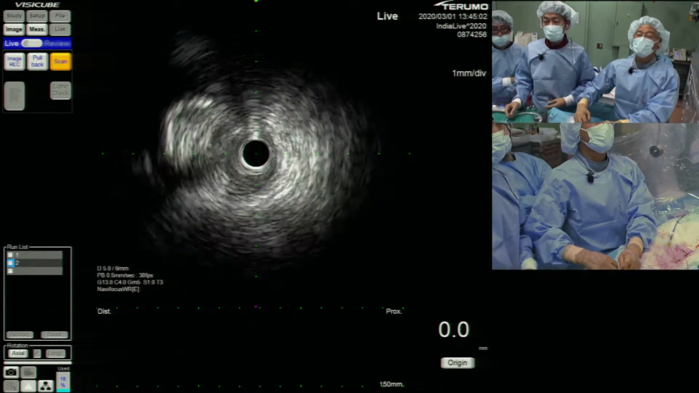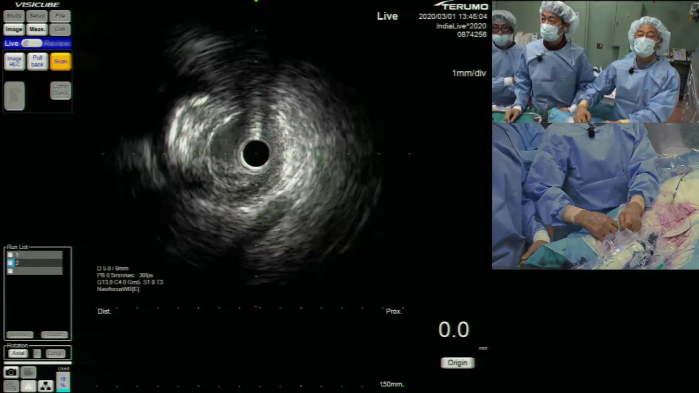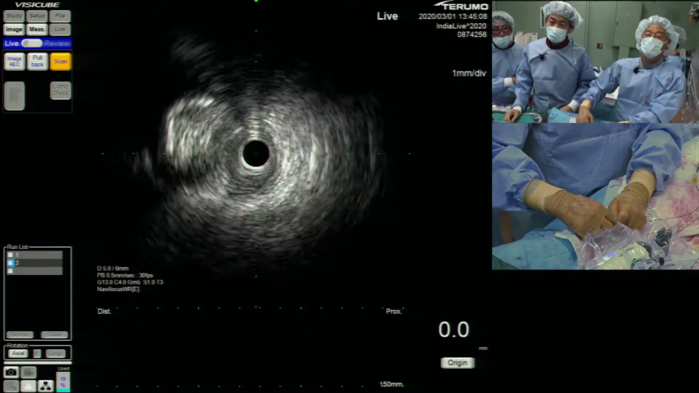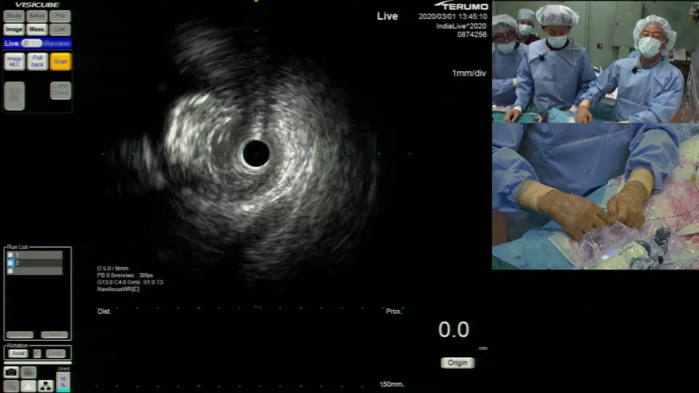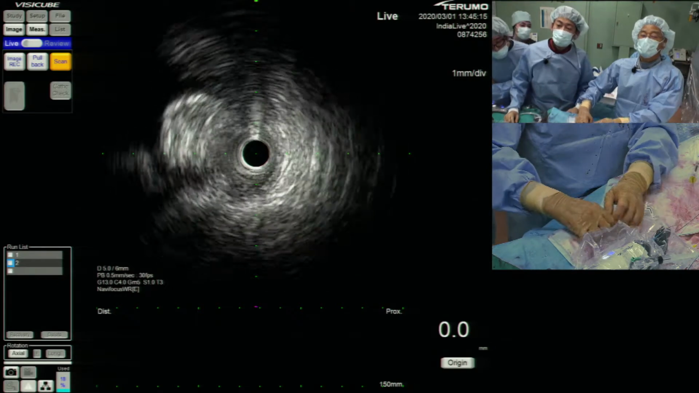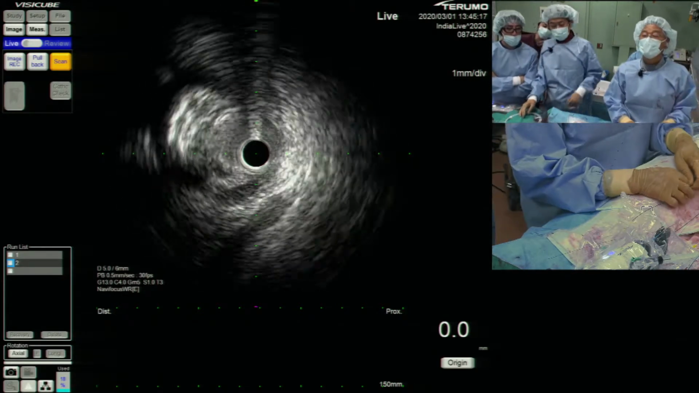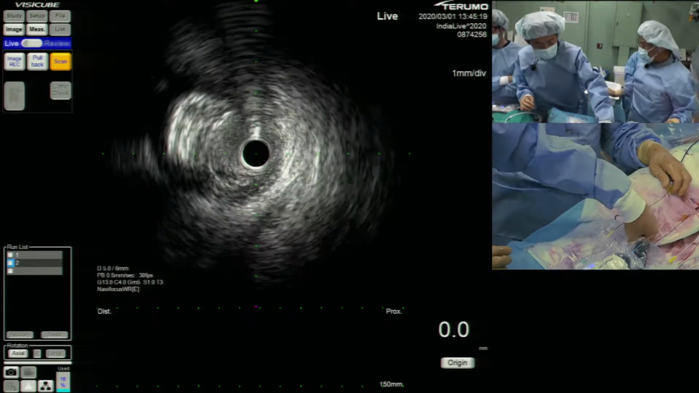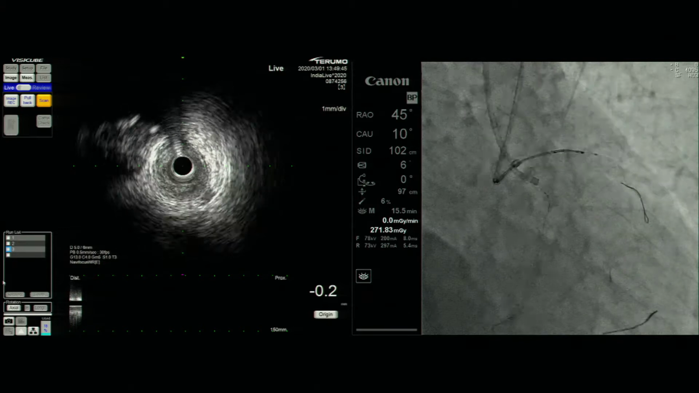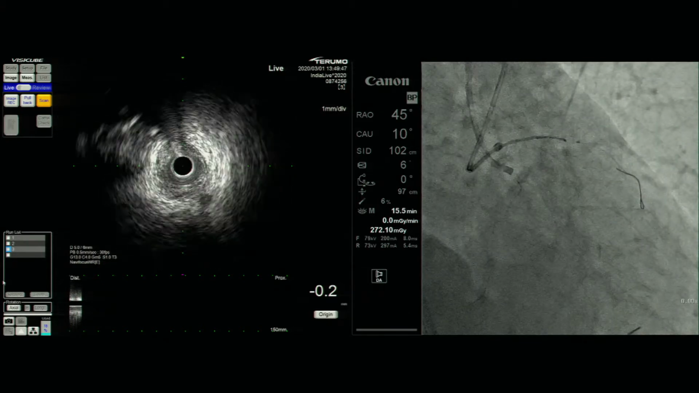But now we have IVUS, and IVUS is very useful in this situation, so I will show this. What is the wire that you want to use for the first puncture attempt? Yeah, the Gaia Next 2. So I will do the tip injection. This view.